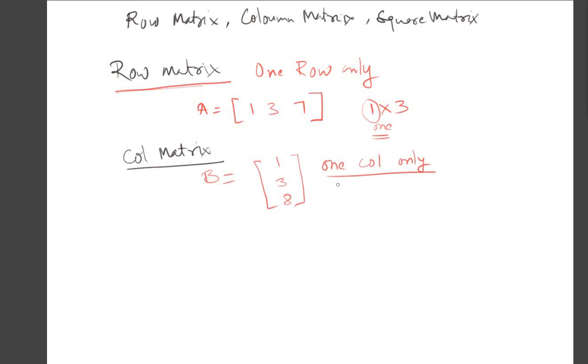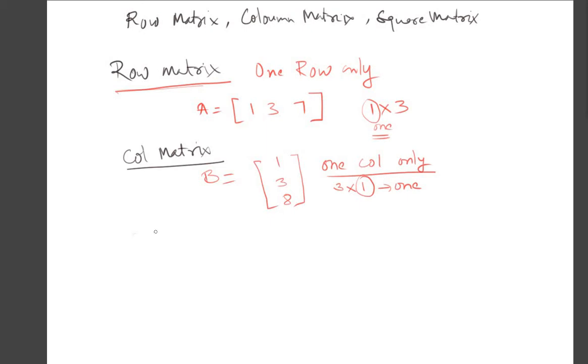3 cross 1. 3 cross 1. You see how many columns do we have? Just one, right? Yes. So that is called a column matrix. Let's talk about, all clear so far, both the matrices?